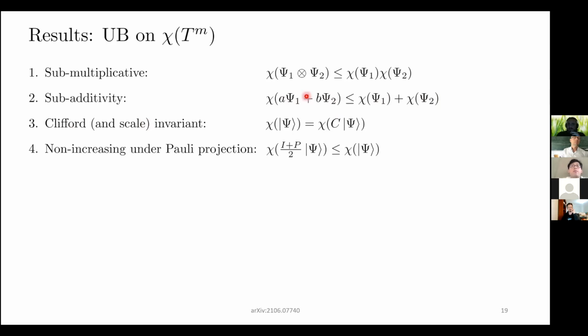And these are kind of clear to see if you just imagine writing each of these out as a linear combination of stabilizers. Also, they're Clifford and scale invariant, and that's also clear. If you have a state and you apply a Clifford to it, well, if you imagine the linear combination of stabilizers, the Clifford would be applied to each of the stabilizers, giving you another stabilizer. So that same decomposition here would suffice here, and hence you get a Clifford invariance.